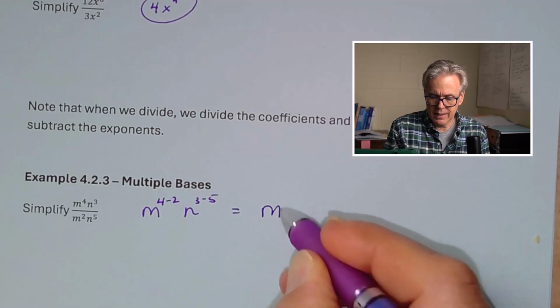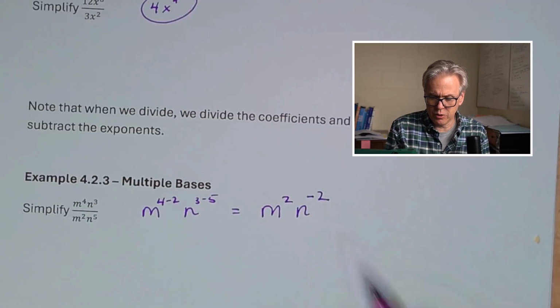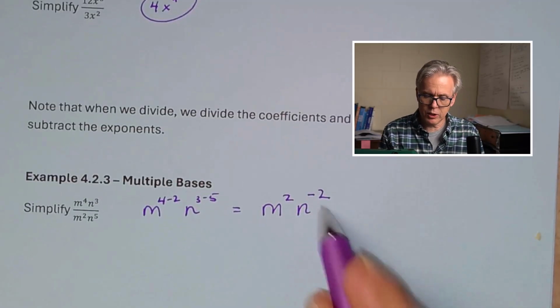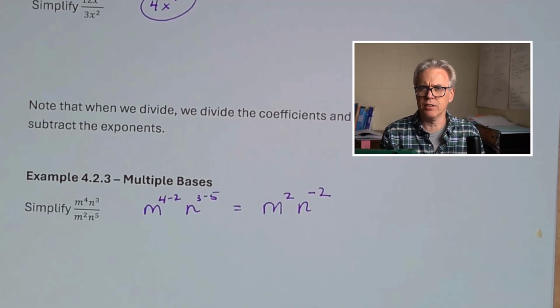And what's this going to be? m squared n to the negative 2. So what is up with this negative 2? We're actually going to see what happens with that in the next subsection in this section.